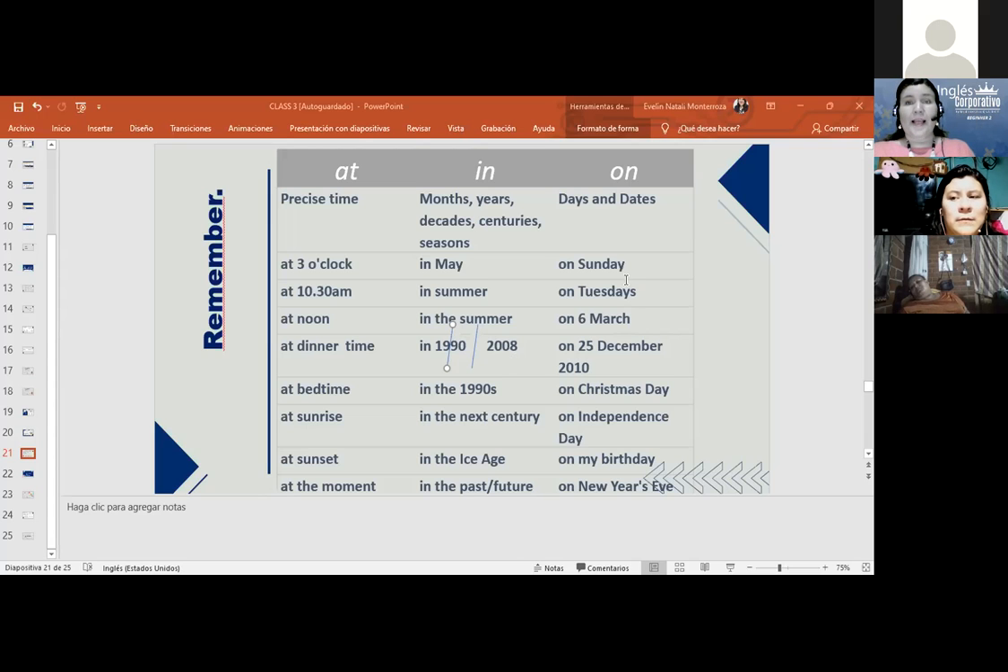Thank you. On, you use it with on Tuesdays, on March 6th, on December 25th, on Christmas Day, on Independence Day, on my birthday, and on New Year's Eve. This is also very common when you say on 6 March.